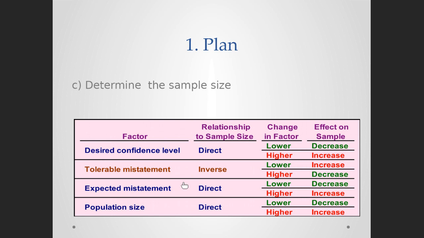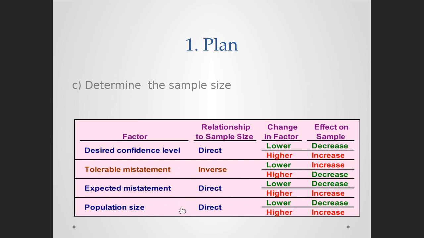So what do we mean by expected misstatement? How many errors we expect, right? How many errors do we feel the client has in the population? So the more mistakes we expect, the larger the sample size should be. The fewer mistakes we expect, the lower the sample size would be. Okay? This is also exactly the same as attribute sampling.